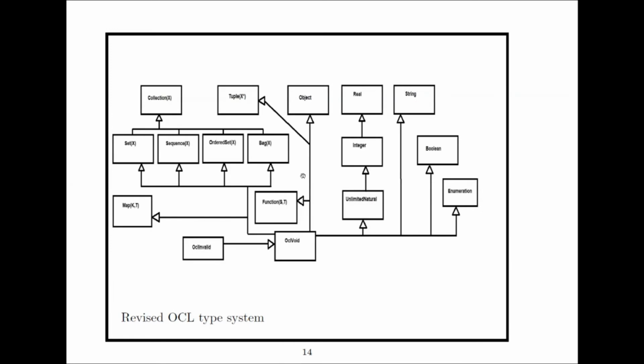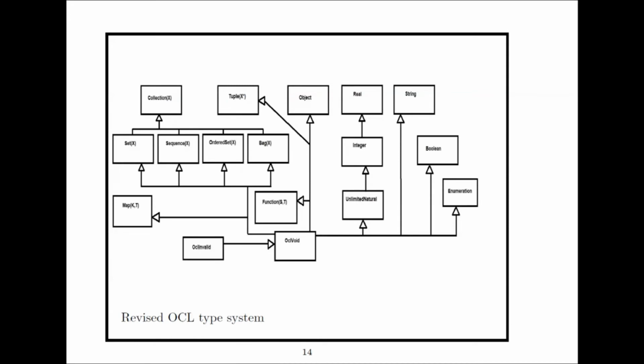There are other possibilities, but if we remove OCL, then we're allowed to have function types from any of the types that you see here. So the type system is essentially the same as before, but with the addition of maps and functions and the removal of the supertype.